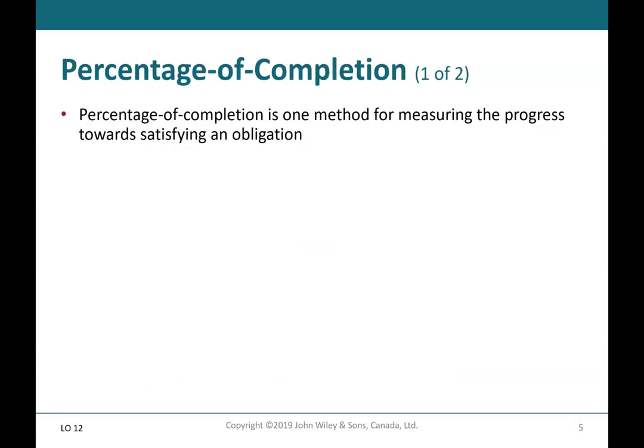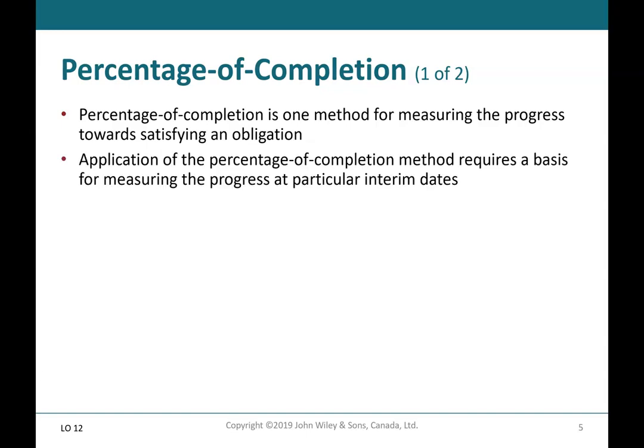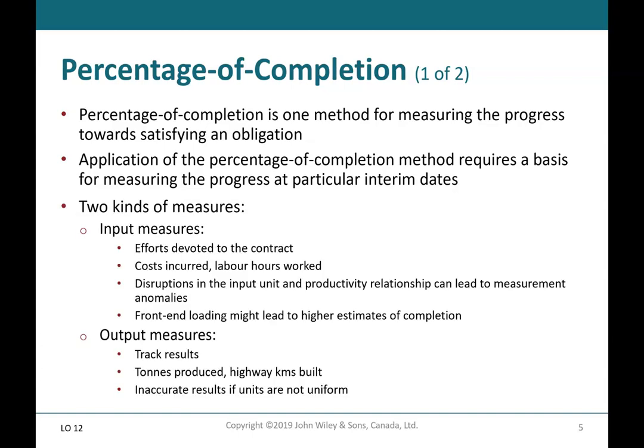Percentage of completion, 1 of 2. Percentage of completion is one method for measuring the progress towards satisfying an obligation. Application of the percentage of completion method requires a basis for measuring the progress at particular interim dates.